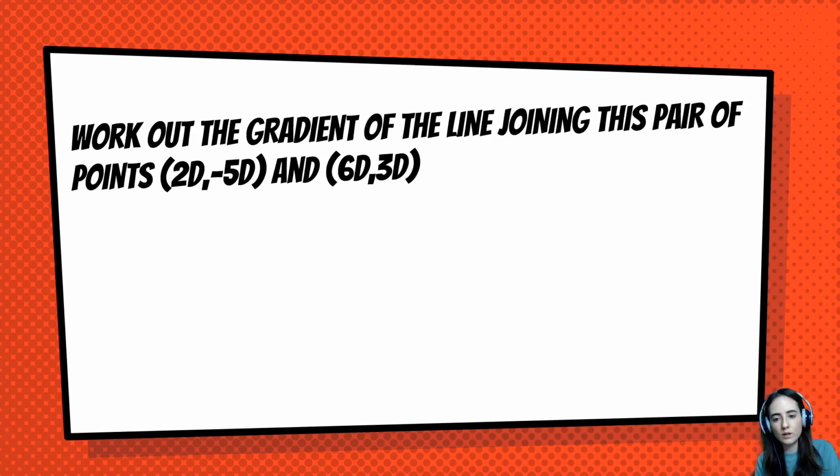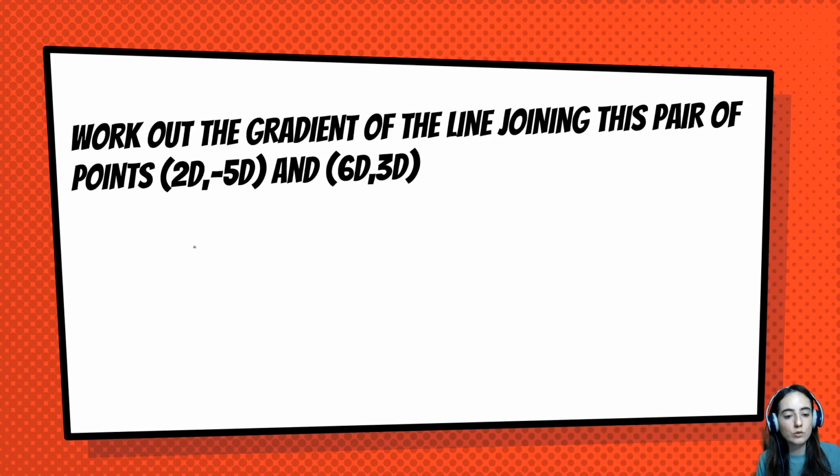It says work out the gradient of the line joining this pair of points, (2d, -5d) and (6d, 3d), all right? And you're like, oh my God, what is this? There's a d in it? Well, I've never seen this before. Let me panic. I won't do anything. We haven't done this in class. I just quit. No, you don't quit.